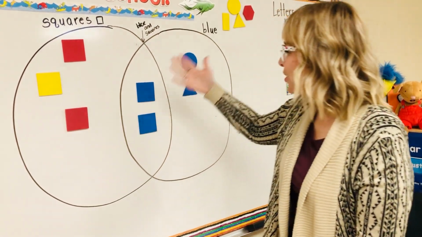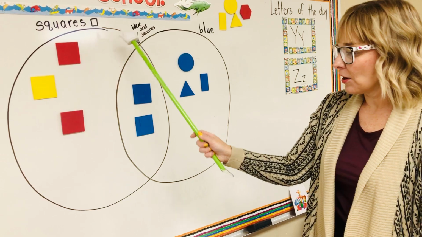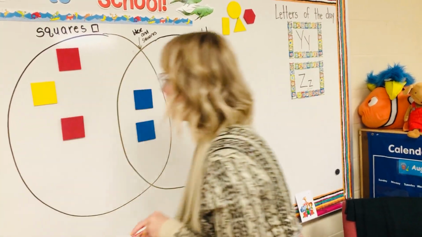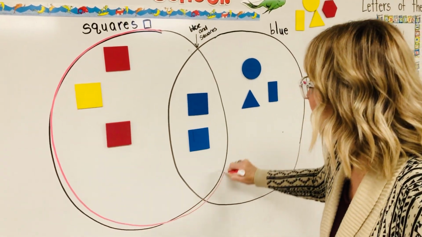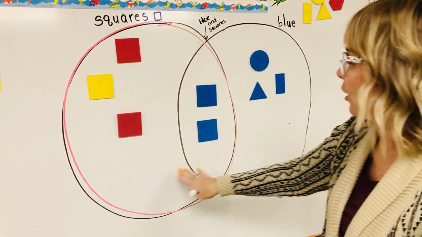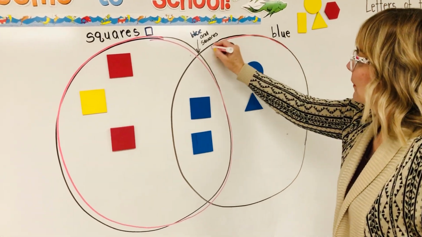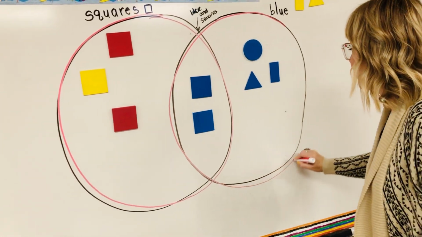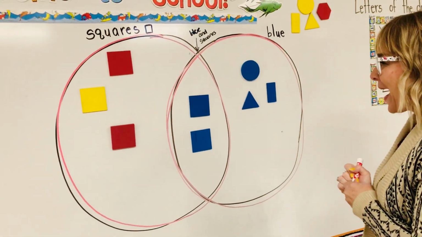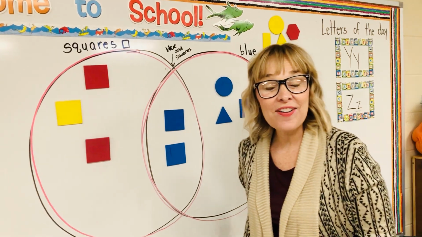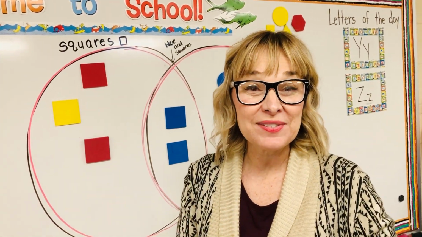Wow, guys, look at our beautiful Venn diagram. In this first circle, and I'm going to use red, we have all squares, don't we? All squares. And in this circle, we have all blue. All blue.